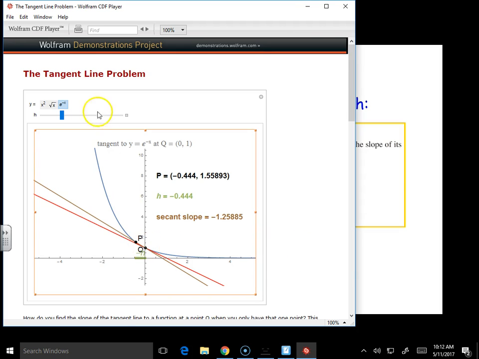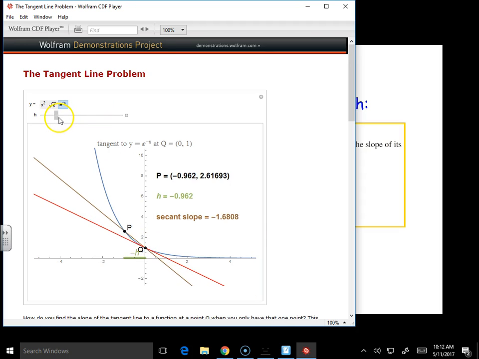Oh, now it's not working on the slider. What's it seem to be approaching? Right? Yeah. Sure seems like -1.